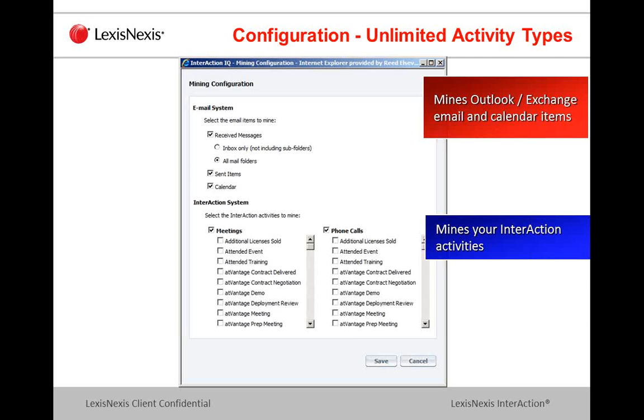And then, of course, the interaction system. What are the interaction activities coming from InterAction that I want to mine? We have unlimited activity types. In this case, you're just seeing meetings and phone calls. Okay? You can set this up, and at any point, you can always come back here in time and change this as needed.